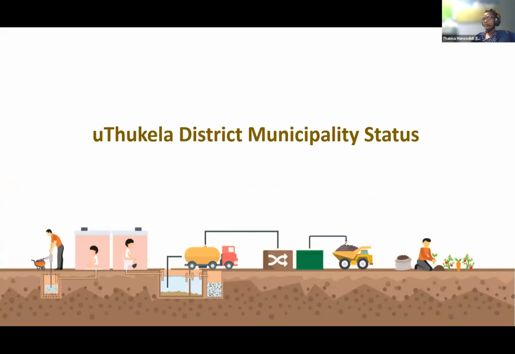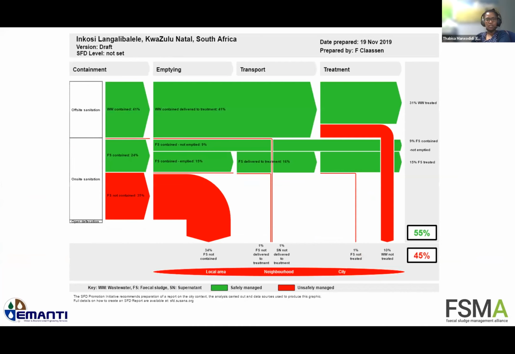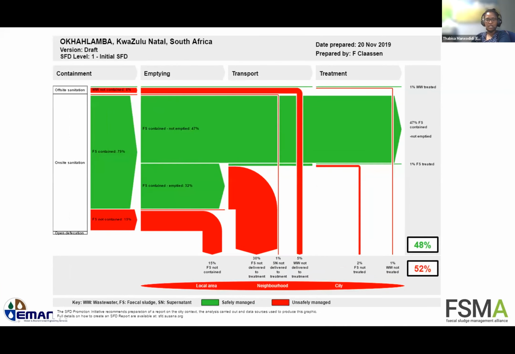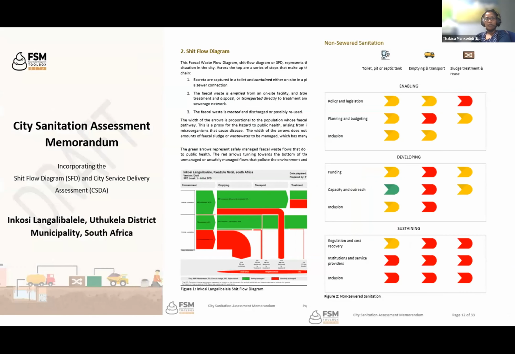Okay, our involvement then with the case study of uThukela District Municipality. I'm not going to talk too much because I've got Francois who's going to give us that brief. So through that process, we developed the shit flow diagram for 3 areas for that municipality. And then what did we do?